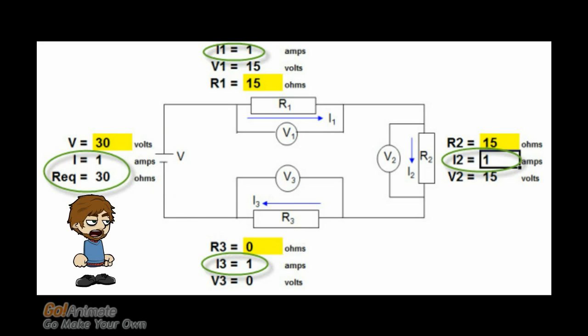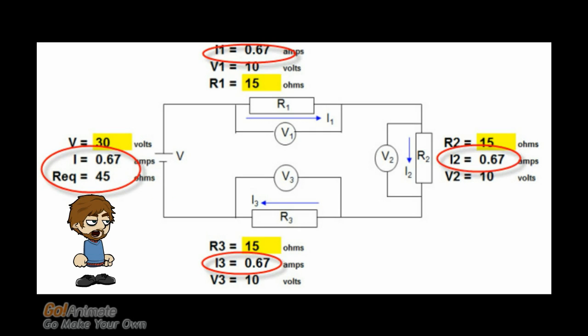Let's add a third device to the circuit. The two patterns continue with a third device. We now have even less current than the last circuit, but it is still the same value everywhere. And, the equivalent resistance increased by 15 ohms, which is the value of our third device.